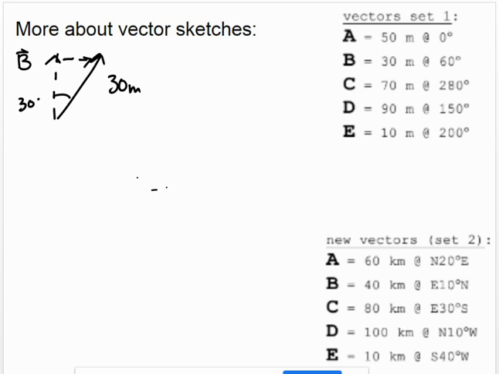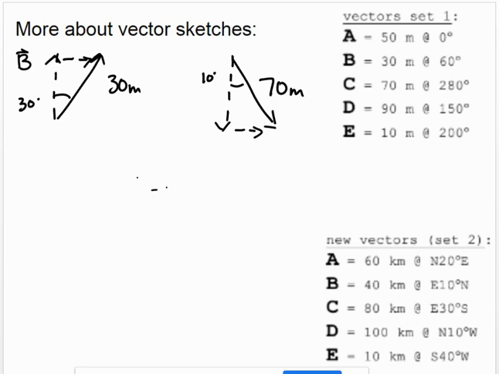Vector C is at 280 degrees. 280 degrees is closest to 270, which is straight down. 280 is just a little bit further. So again, that's the 10 degrees right there. That vector is 70 meters. To get there again, Lois would have to walk straight down, and then she would have to walk east to get there.